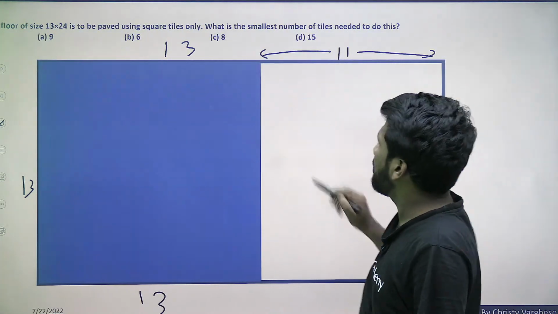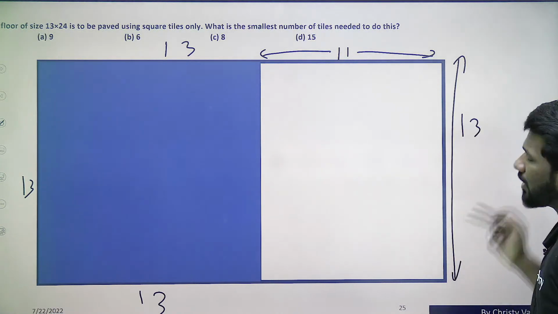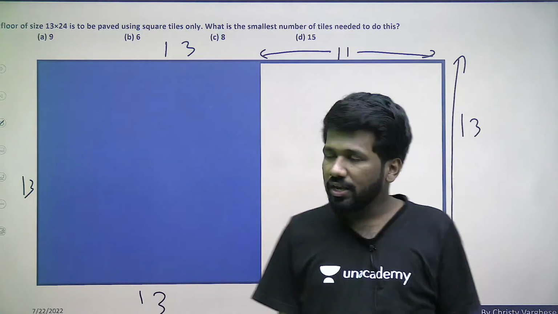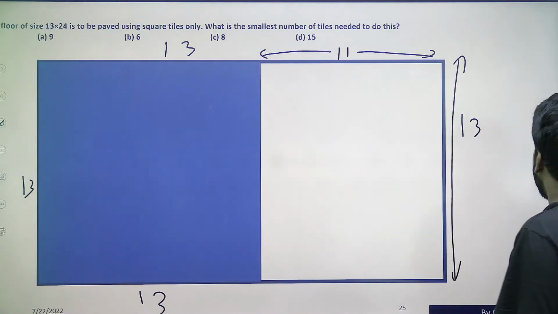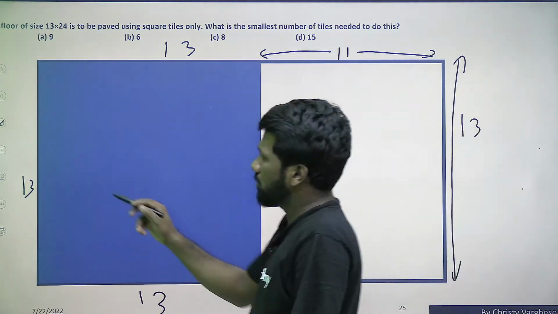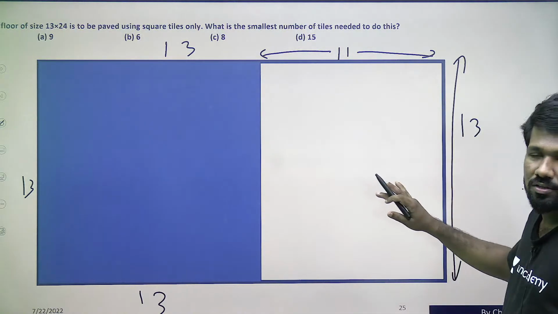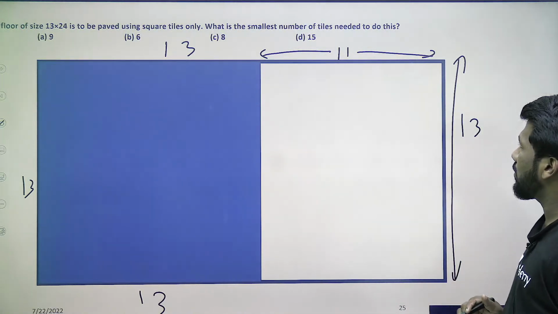Now 11 length and 13 breadth is remaining. Are you all understanding? In this also you need to fit the maximum possible square. Which will be the maximum possible square?